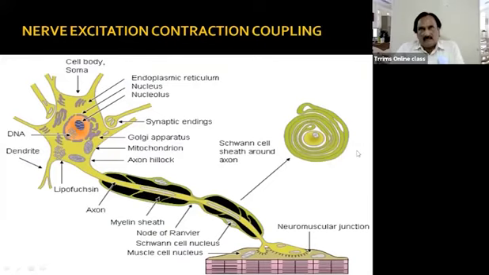So we are talking about the sensory nervous system and motor nervous system. And ultimately, the basic unit of the central nervous system is a neuron. Just like the fundamental unit of the renal system is the nephron, the fundamental unit of the central nervous system is the neuron.